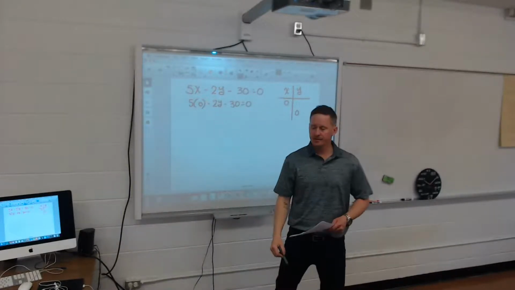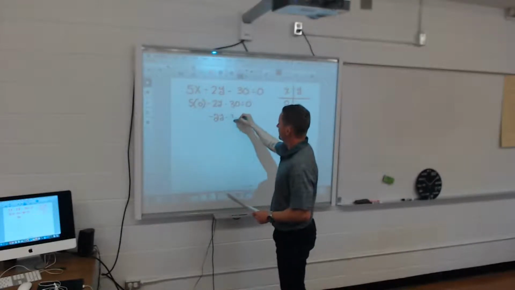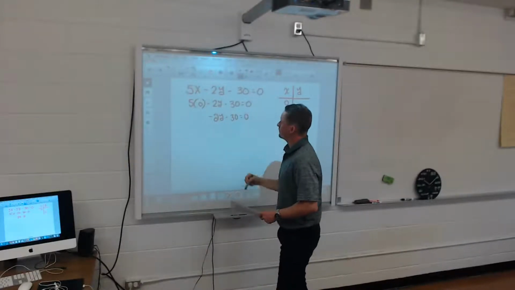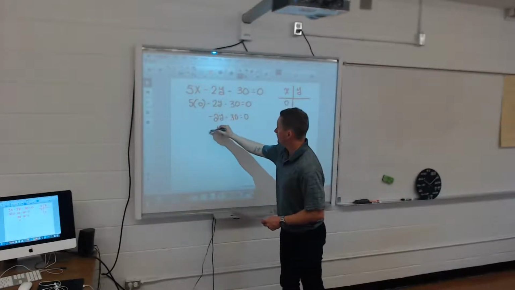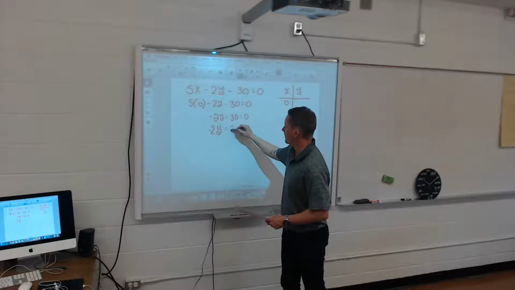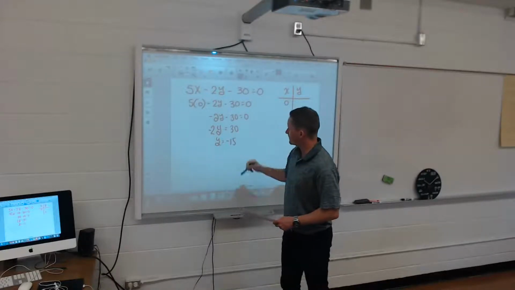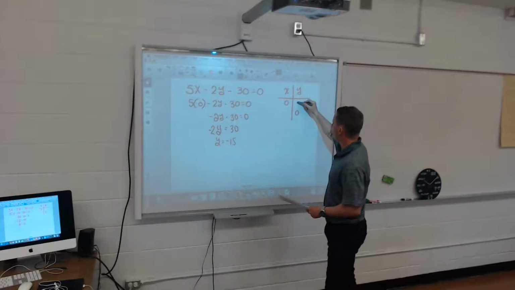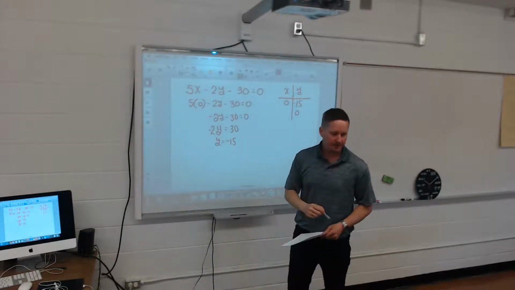All right, 5 times 0 is 0. So I'm left with minus 2y minus 30 equals 0. Minus 2y is equal to 30. y is equal to minus 15. So the y-intercept is negative 15.